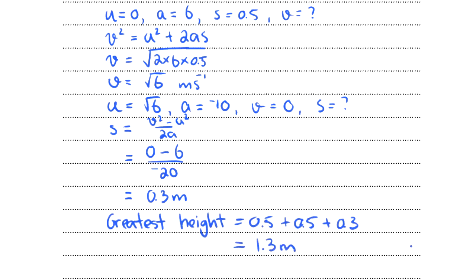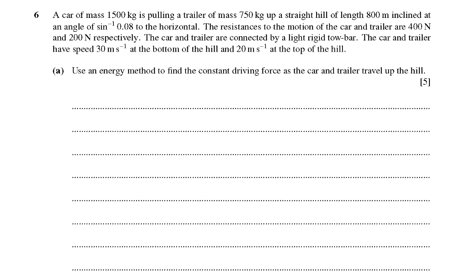That equals 1.3 meters. All right, question 6. A car of mass 1,500 kilograms is pulling a trailer of mass 750 kilograms up a straight hill of length 800 meters, inclined at an angle of inverse sine of 0.08 to the horizontal. All right, let's start making a diagram. Maybe this will make it a little easier to understand. There's our slope.